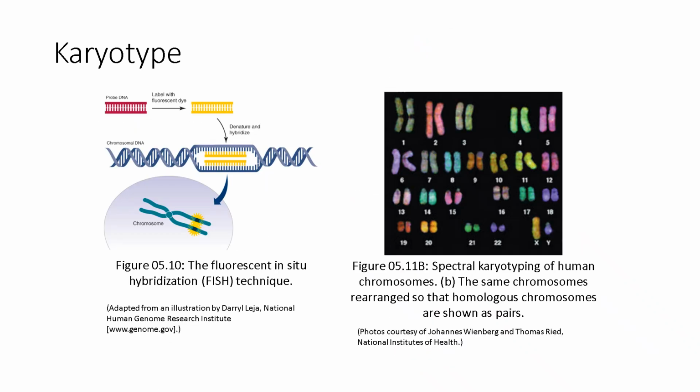Advanced techniques such as fluorescent in situ hybridization (FISH) and spectral karyotyping enhance chromosome visualization. These tools allow scientists to highlight specific DNA sequences and rearrange chromosomes to show homologous pairs. Such imaging provides greater clarity and insight into chromosomal structure and abnormalities.